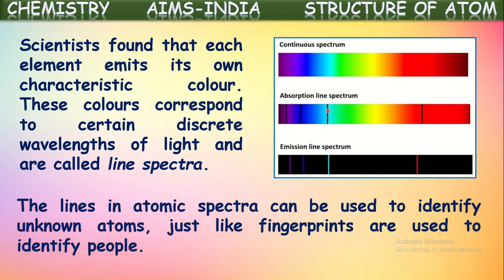The lines in atomic spectra can be used to identify unknown atoms, just like fingerprints are used to identify people. Yes, here each element is characterized by a particular color and even by particular atomic spectra. It will be different from the remaining elements. An atom or an element is characterized by a certain flame color as well as certain atomic spectra. So these atomic spectra can be used for identifying unknown atoms, just like the fingerprints we use to identify people.